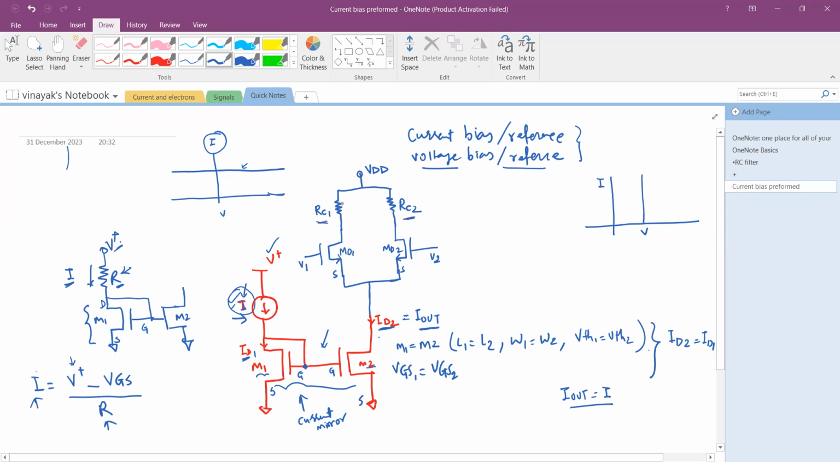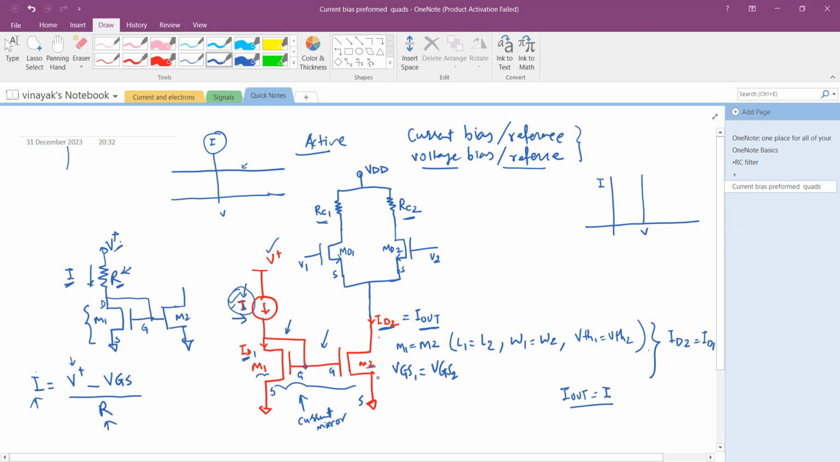RC1 and RC2 can also be replaced by an active load. Active load is where you use transistors to replace RC1 and RC2. We basically use the MOSFET again in a diode-connected fashion, as was shown. And instead of RC1 and RC2, you will do that. When we study the differential amplifier, we can actually understand that.